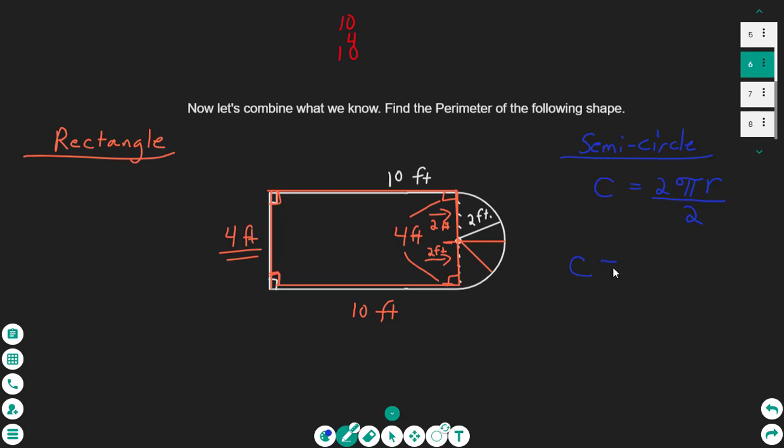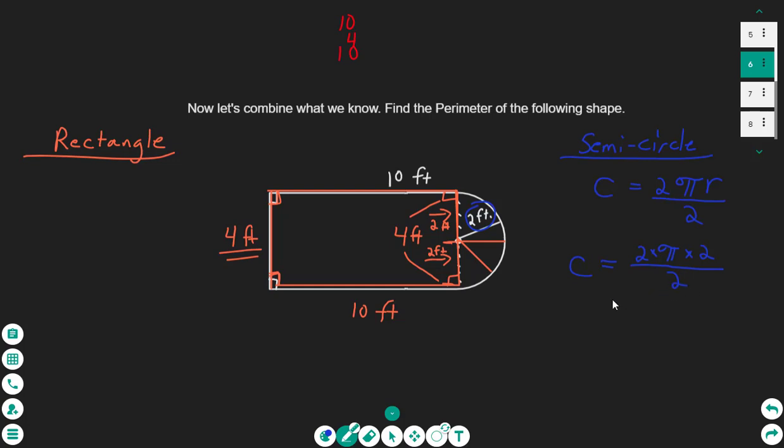Well, let's plug in our numbers. So, we have 2 times our pi. Now, what's our radius? Do we know our radius? Yes, the radius is 2 feet. So we can multiply that. So it's 2 times pi times another 2, because that's our radius, over or divided by a 2.